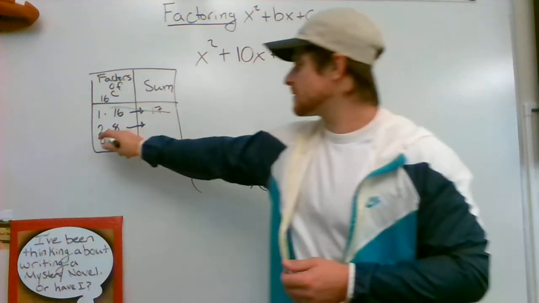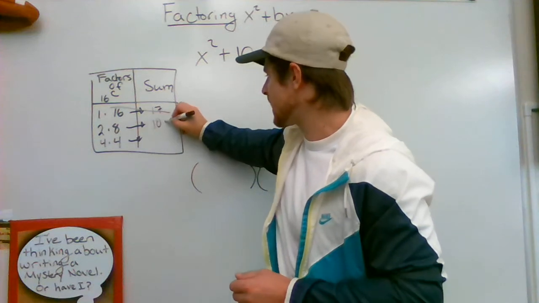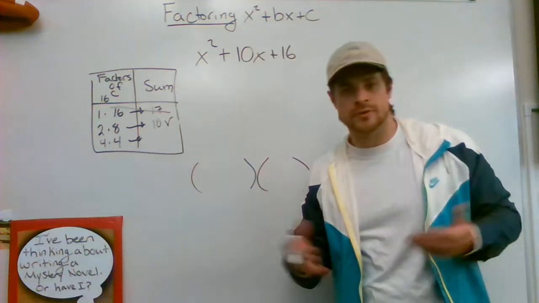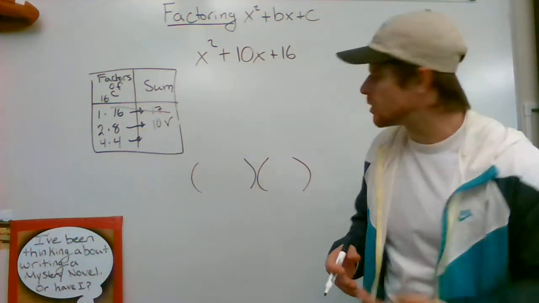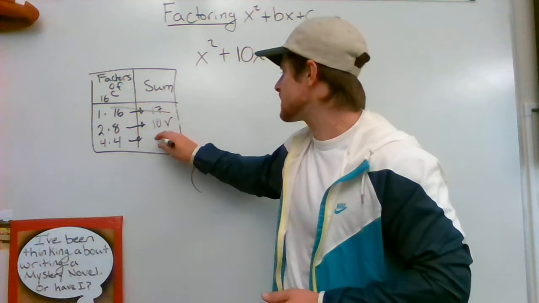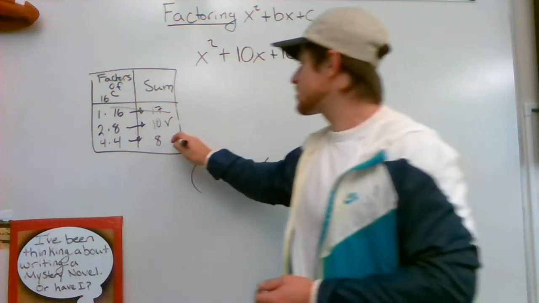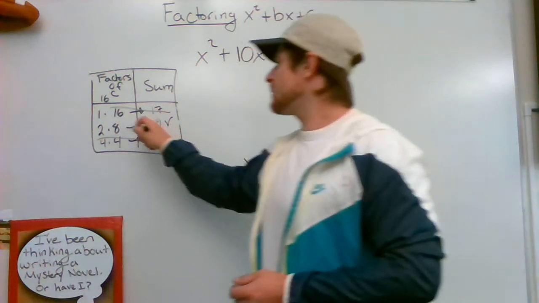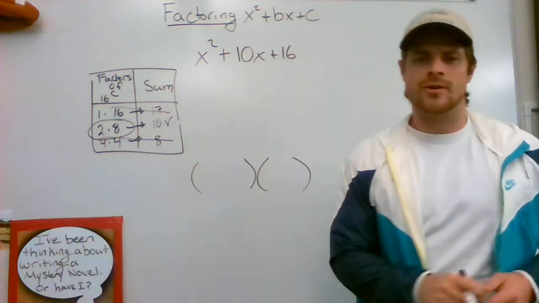2 plus 8, right there, that would make 10. I'm going to check that because that is probably going to be our result. Just want to make sure I didn't make any mistakes and go through the last one. 4 plus 4 makes an 8, also not 10, so we're not going to be using that one. We are going to be using these two numbers to write out our binomial.